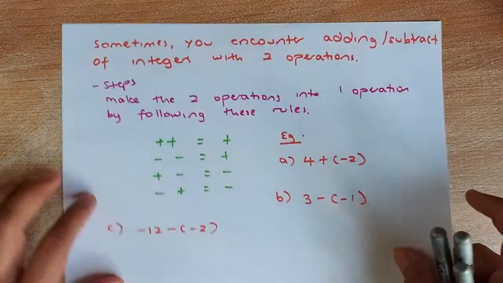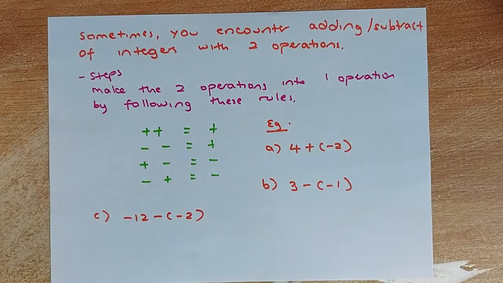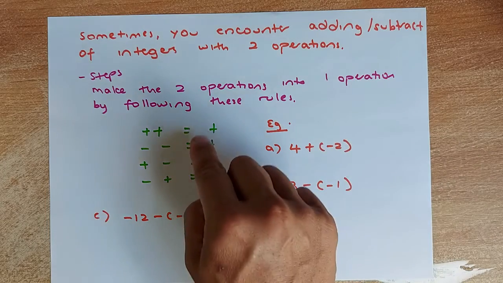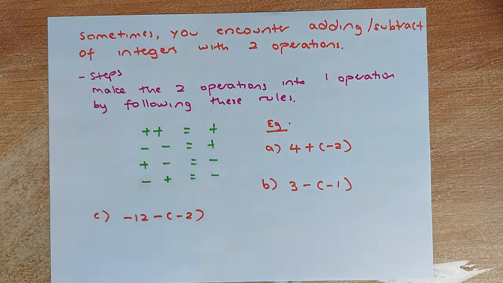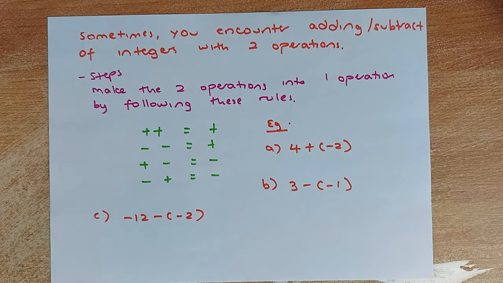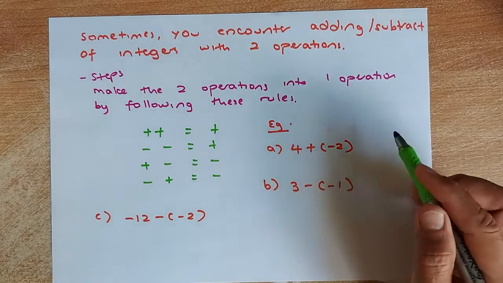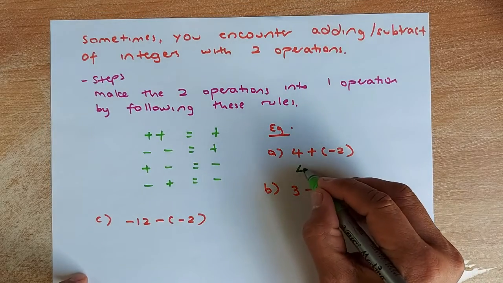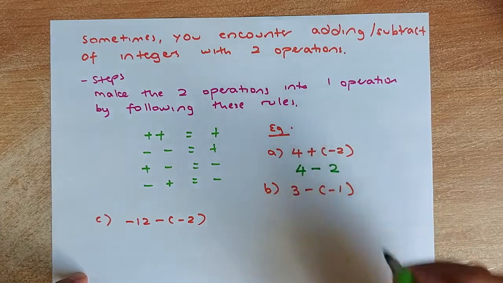Now we are going to add and subtract integers where you have 2 operations happening at the same time. If you encounter 2 operations, you have to make it into 1 operation. To do that, you follow this rule. If you have a plus and a plus, it becomes a plus. If you have a minus and a minus, it becomes a plus. And a plus and a minus, or a minus and a plus, it becomes a minus. So we shall look at an example. Now you have 4 plus -2. Remember there's a plus and a negative, so a plus and a negative will give you a negative.